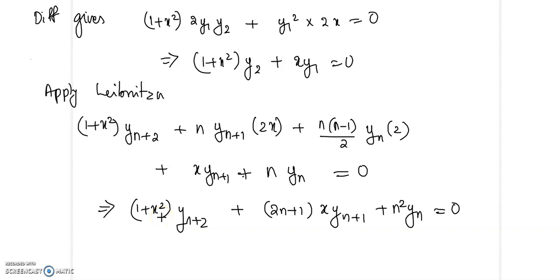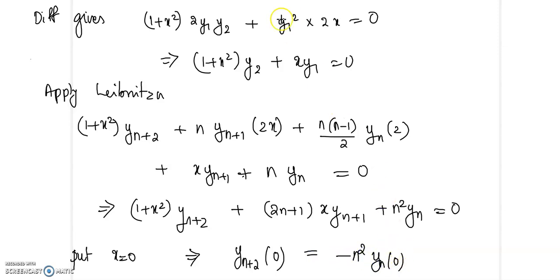So when we apply the Leibniz theorem, we get (1 + x^2) y_{n+2} + (2n + 1) x y_{n+1} + n^2 y_n = 0. Now we need y_n at 0, so put x equal to 0. That gives y_{n+2} at 0, as the second term becomes 0, equal to minus n^2 y_n at 0. So here we have a recurrence relation. Now let us find the starting values.